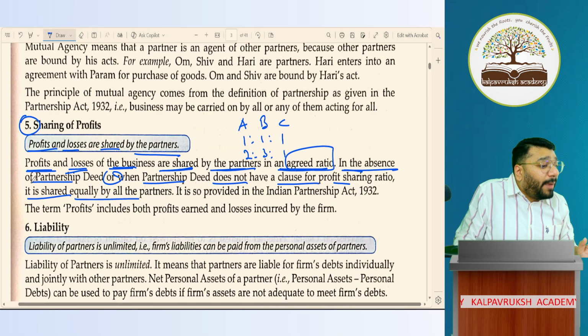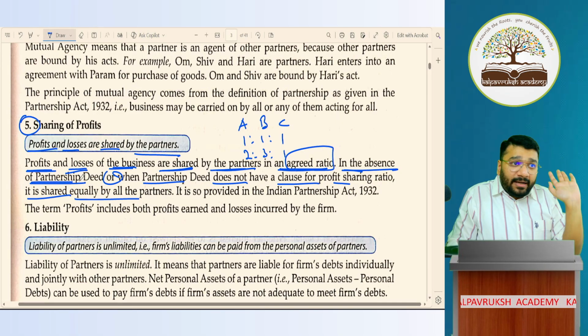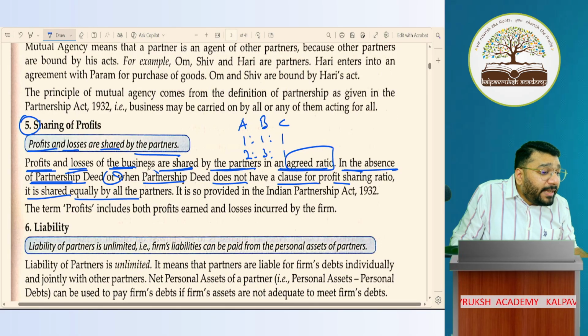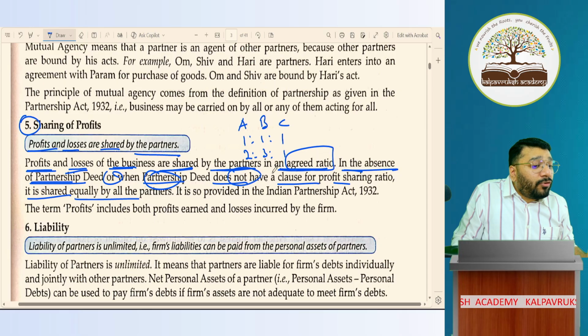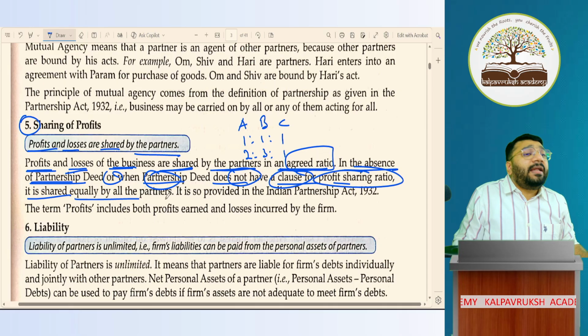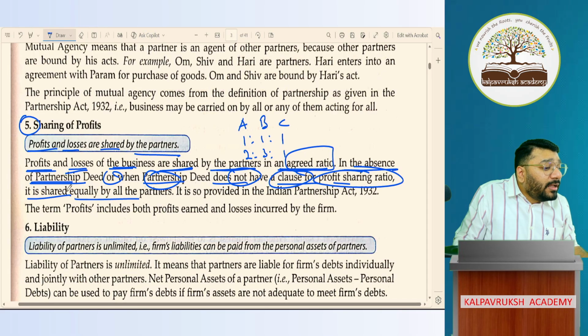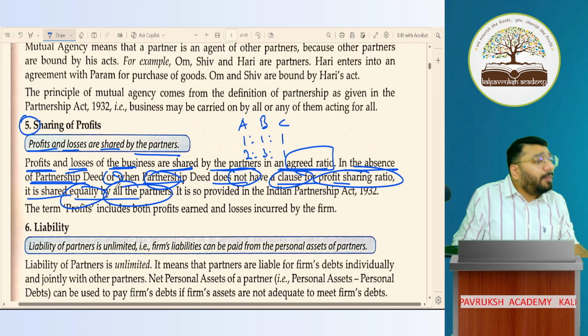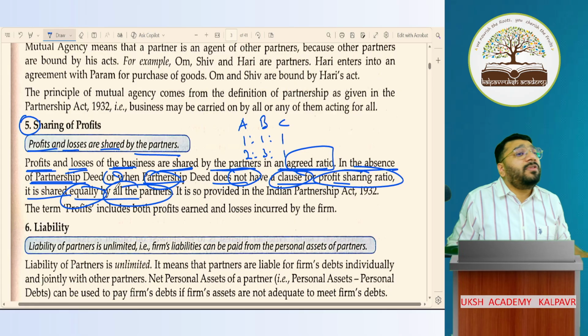In the absence of a partnership deed, or if the partnership deed is not in writing, or if the deed is there but they have not written the clause about the profit sharing ratio, in that case the Indian Partnership Act 1932 says that profits will be shared equally by all the partners. This is one of the favorite questions of the board examiner.